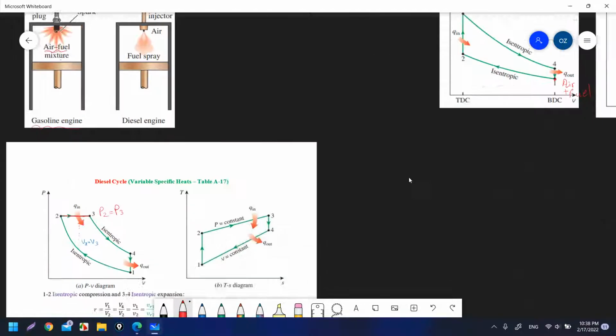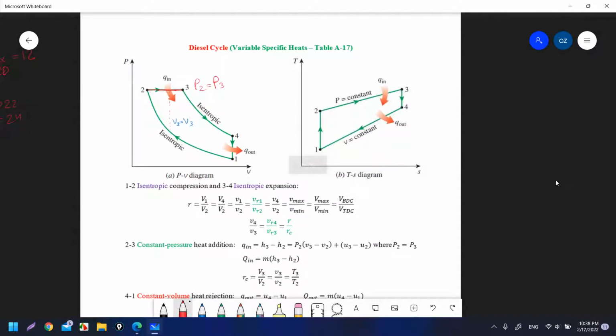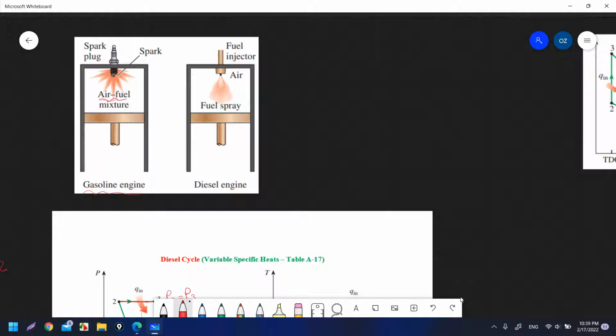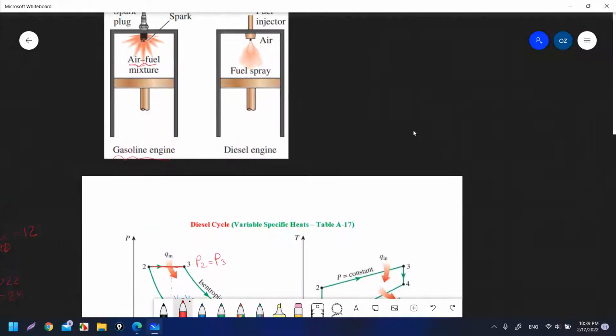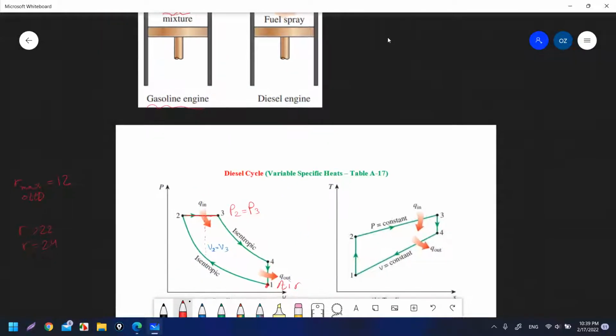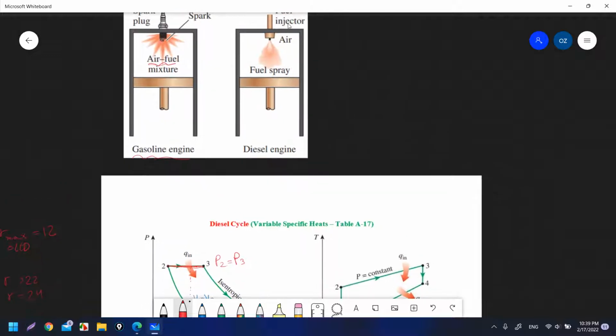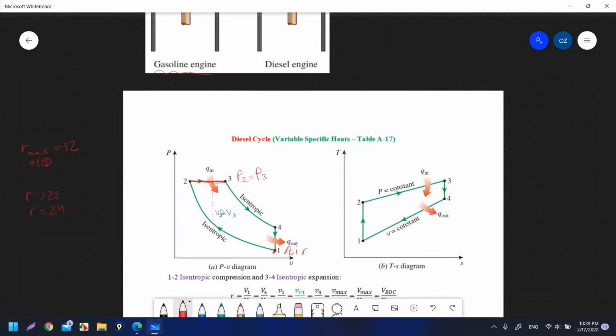But for the diesel cycle, at the beginning we only have air. We don't have fuel. That is the other difference between the diesel and Otto cycle. You already have air, and the fuel is then injected using a fuel injector. The fuel injector is represented in the diesel cycle at this line, the constant pressure heat addition. Instead of the fuel injector, we will have Qin.